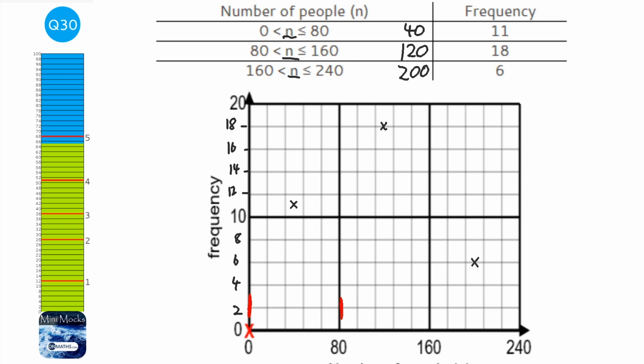Now we haven't finished yet, we do need to join them up with straight lines. So let's just do that to finish off the question. And there we go, that is a frequency polygon.